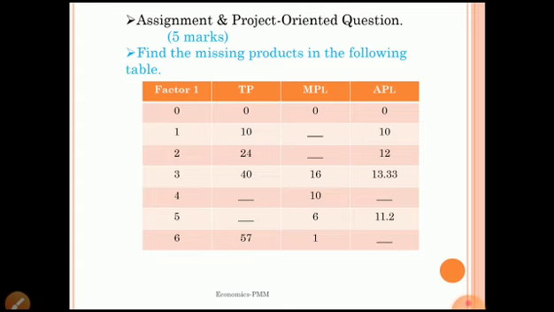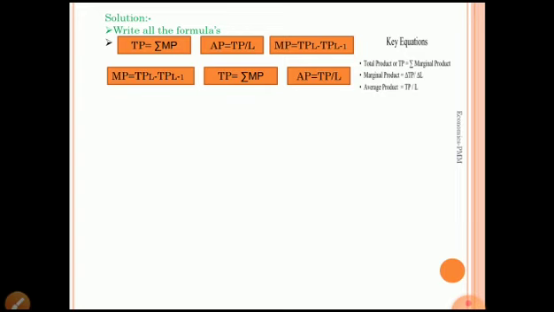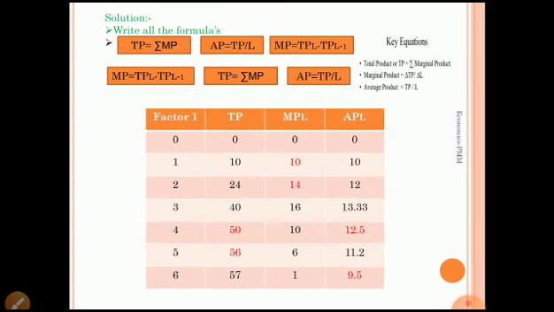What is the first step to be done? The first step is to write all the formulas. You know the formula of TP: TP is equal to the summation of MP. Then AP is nothing but total product divided by the variable factor L. Then what is MP? MP is nothing but TP(L) minus TP(L-1), that is, new total product minus old total product. These are the formulas to be written first. Then draw this table once again, write it down neatly, and start calculating.